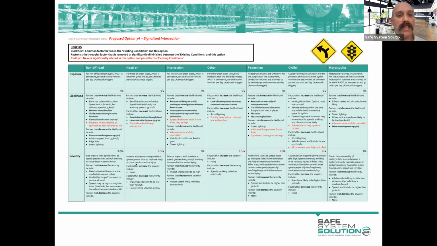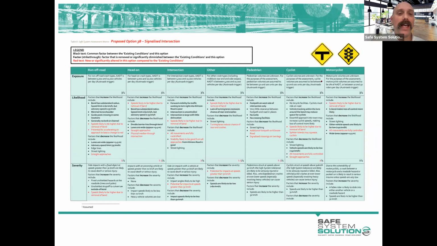Then you take your existing conditions again and you do it for the next one. So there's your modified T signals, crossing out this, adding this, altering this, and you've got some new scores. And you do it then for as many options as you'd like, crossing this out, adding this, making it clear what's changed.